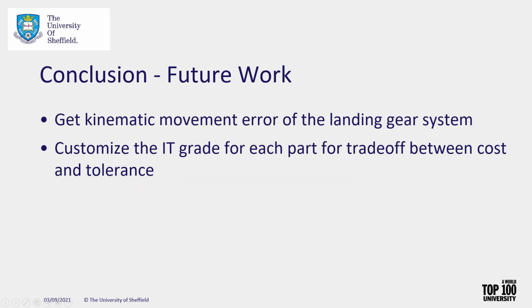Let's move to the future work. First, kinematic movement error can be obtained by changing the angle. Also, the tolerance distribution can be selected differently. Second, the IT grade for each part can be customized for a trade-off between cost and tolerance.